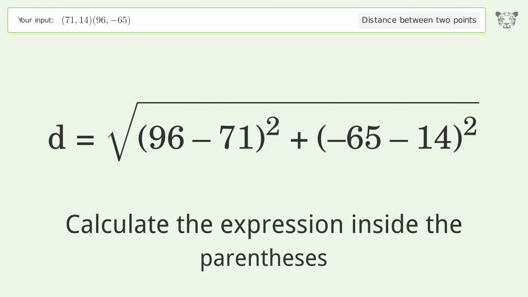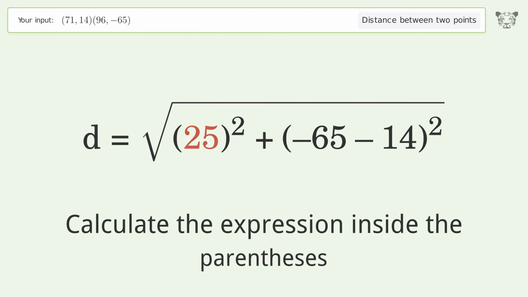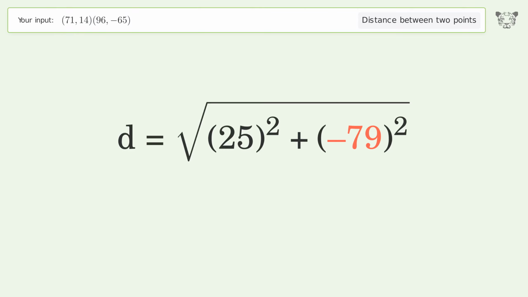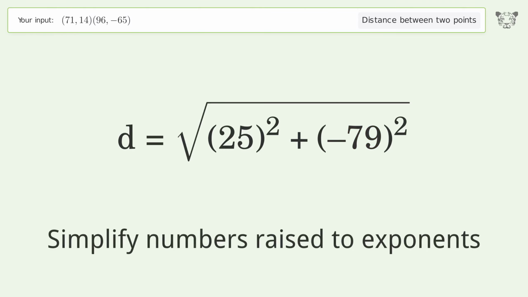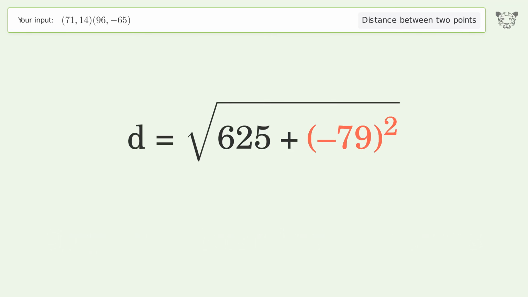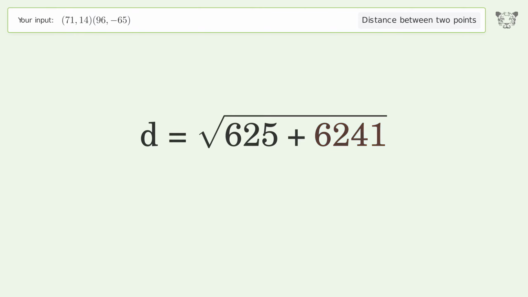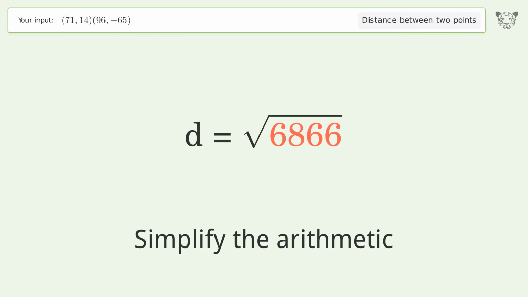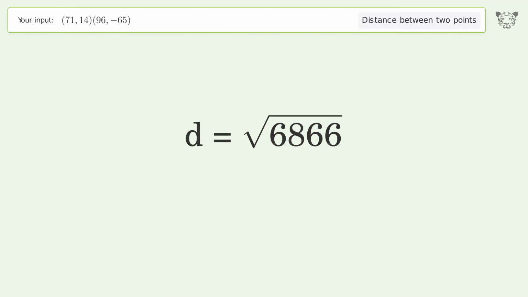Calculate the expression inside the parentheses. Simplify numbers raised to exponents. Simplify the arithmetic. And so the distance between the 2 points is the square root of 6,866, or 82.861.